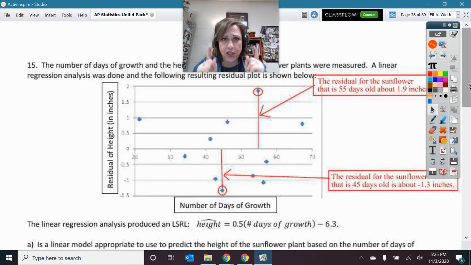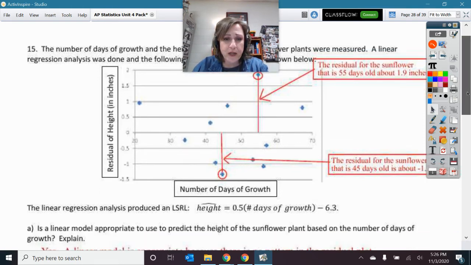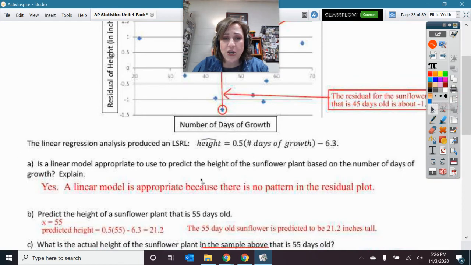Oh, this one's a good one. Man, you got to know this stuff here. I made this problem just for this page because I wanted you to experience this kind of problem. Here we have this regression line and this equation, predicting the height. This is a residual plot. Do you see this? Here's the 0 line, that's the residual line of 0. Is a linear model appropriate? And your answer is yes, because there is no pattern in the residual plot.